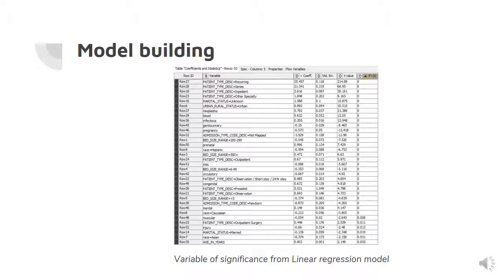Take for example the very first variable, which is patient type description equal to recurring. We can see that the significance level is very high, which is close to zero. So this is a very highly significant variable for model building. And the coefficient is a positive value of 25.457. So we can tell that LOS and recurring patient types are positively correlated with each other, and that tells us that the LOS regression slope increases by 25 days when the patient type is recurring. That's pretty significant information that we can derive from this table.